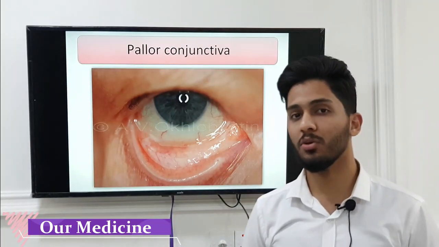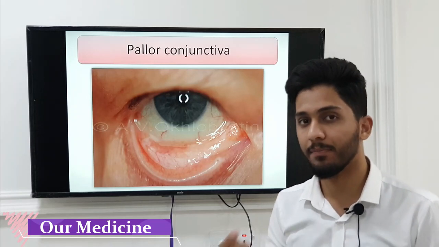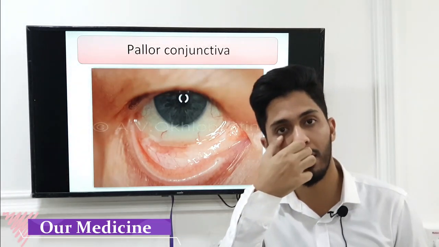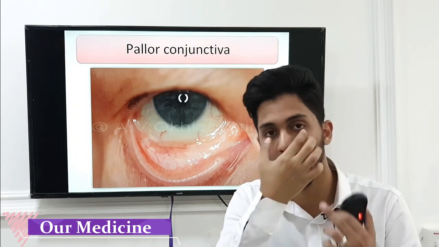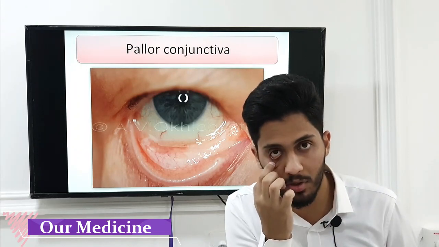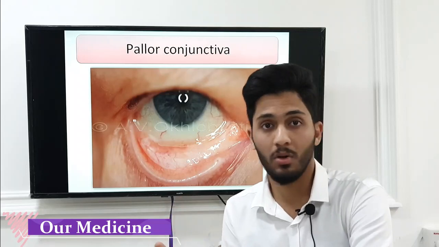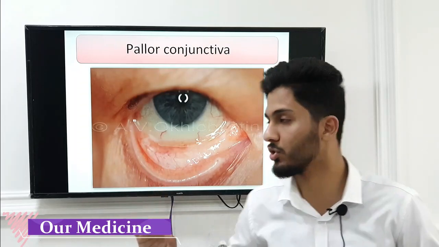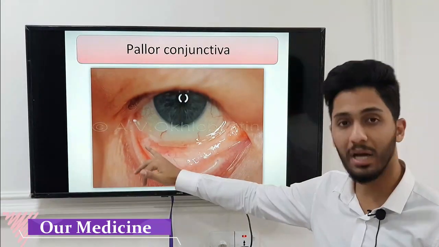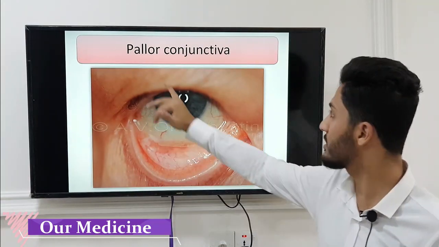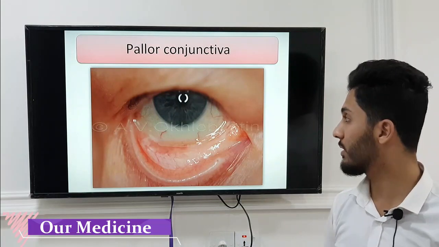So, how can you examine or look for pallor? The conjunctiva, number one, either one eye or both eyes together. One by one or both eyes together, look at the conjunctiva. If it is red, okay, there is no pallor of the conjunctiva. But like this, it is not red. This is pallor conjunctiva. This is number one, the pallor conjunctiva.